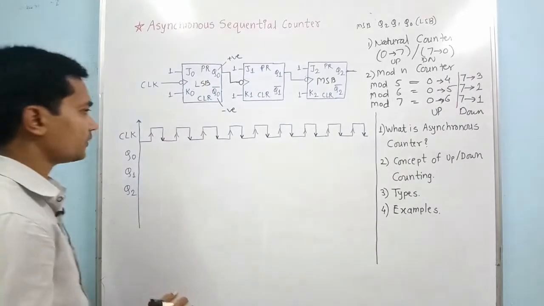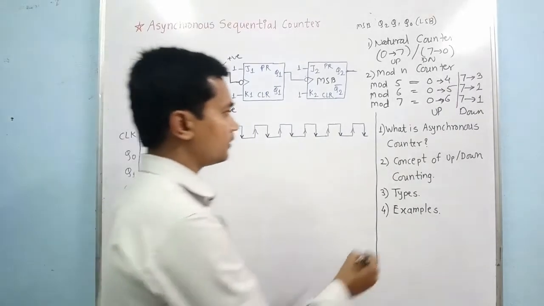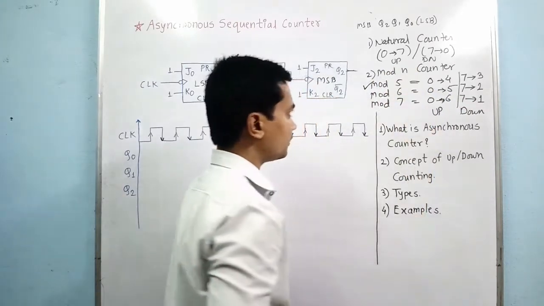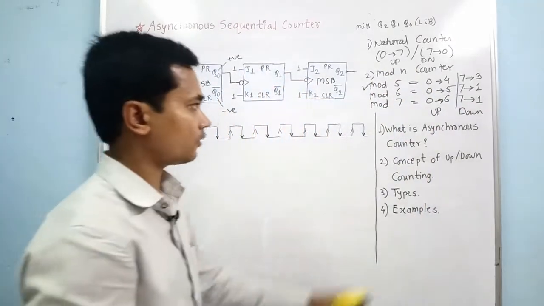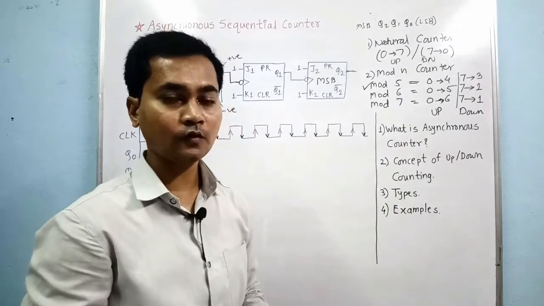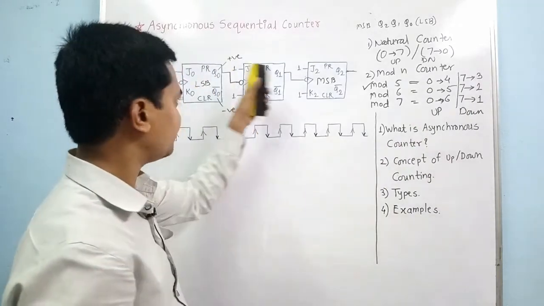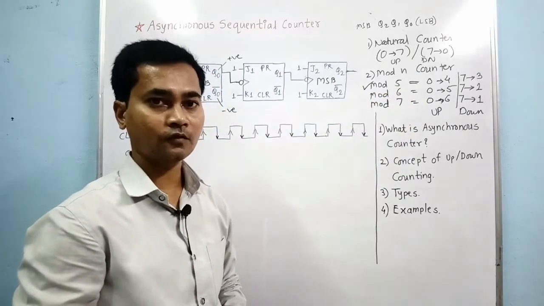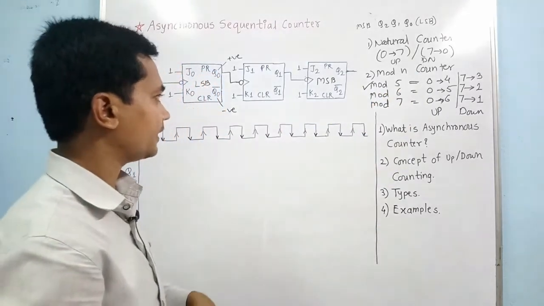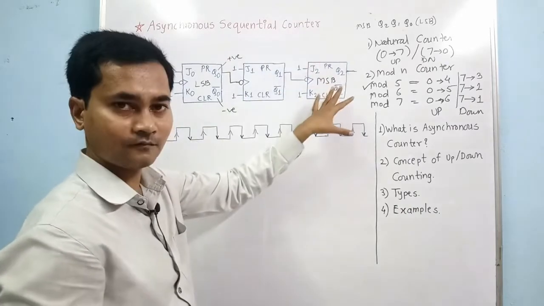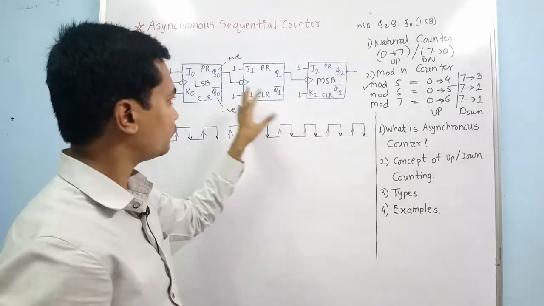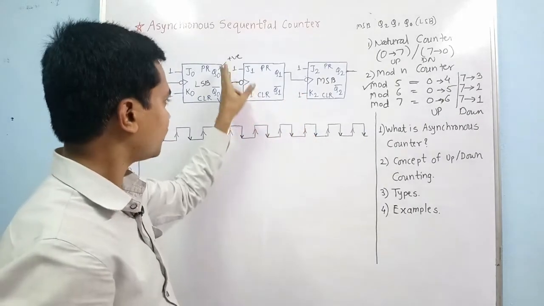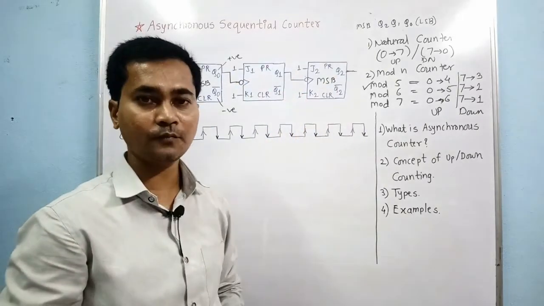Now let us consider the first, that is a mod 5 counter, in case of up counting. How can we configure this same circuit diagram for mod 5 up counting? If you don't connect any combinational circuit externally, then it will count up to 7, because we have not additionally connected any combinational circuit.